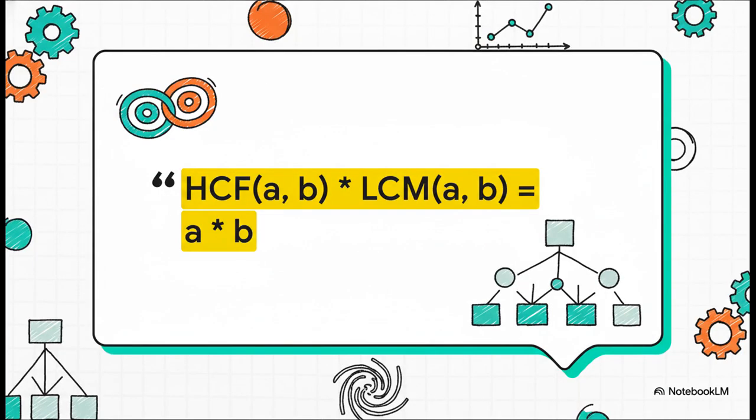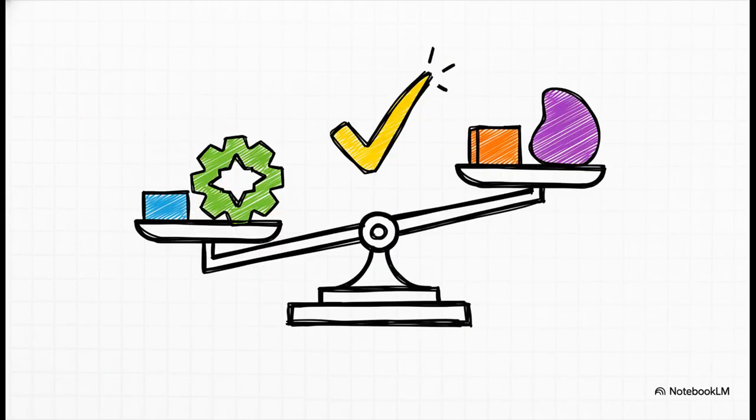Now, what's really just beautifully elegant about this is that these two values are connected by this amazing formula. For any two positive whole numbers, if you multiply their HCF and their LCM, you get the exact same answer as multiplying the two numbers themselves. Let's put it to the test with our numbers, right? The HCF was 2, the LCM was 60. Okay, 2 times 60 is 120. And what's 6 times 20? Also 120. See? It works perfectly.